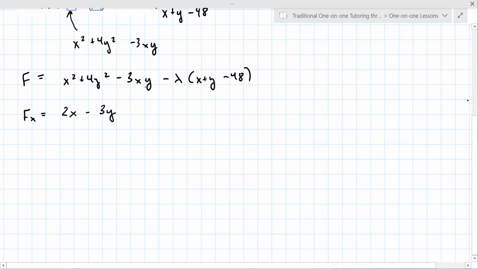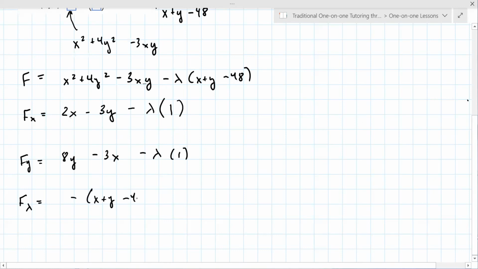So fx is going to be 2x minus 3y. This is a review from last time, where you're taking the derivative just with respect to x. So if there's an x there, it goes away, just becomes y, minus lambda, and then the derivative of this with respect to x, which is 1, because all the other stuff goes away. Fy is 8y minus 3x minus lambda, and again, the only thing in here is the derivative with y. And then f lambda is minus, so it's just the derivative of this. The derivative of lambda is 1, but it's x plus y minus 48.